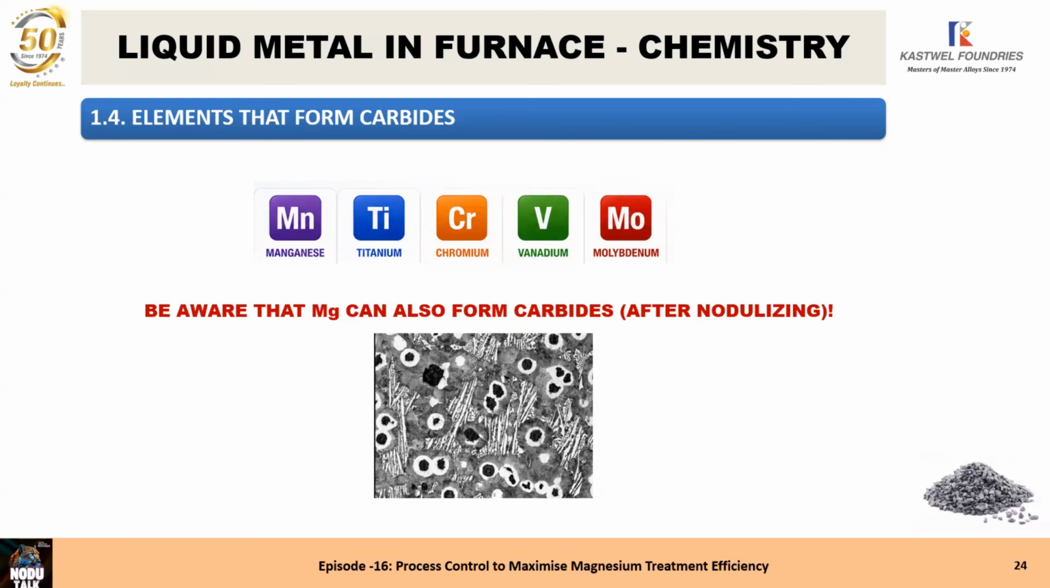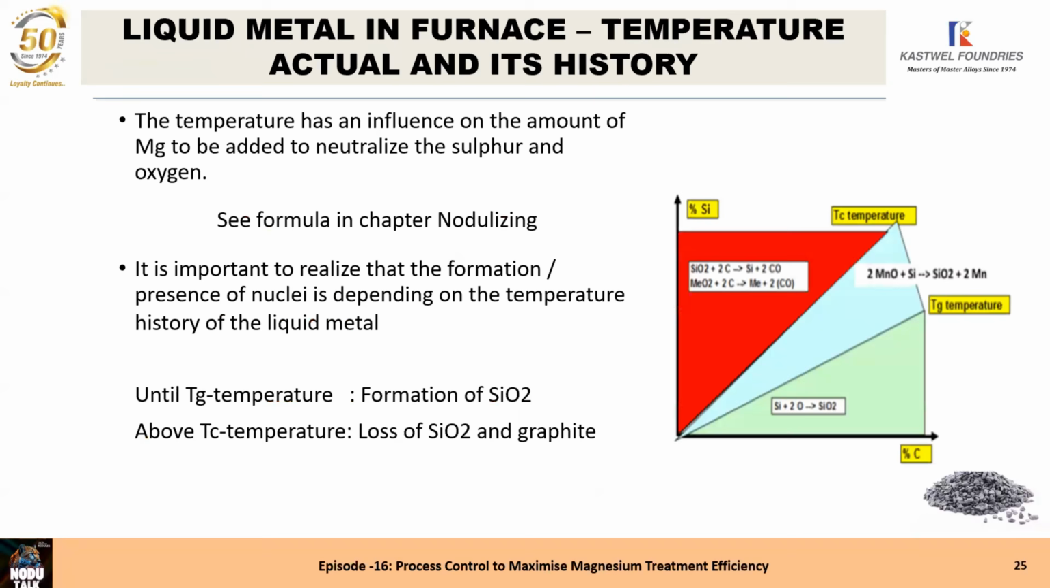If the manganese content, especially the free manganese content, is too high, you will find a matrix picture like this with a lot of manganese carbides. The temperature, and this is many times forgotten, is a very important element. The temperature has an influence on the amount of magnesium to be added to neutralize the sulfur and the oxygen, because we can see it in the formula for nodulizing. We will come back later to the fact that the temperature is also involved there.